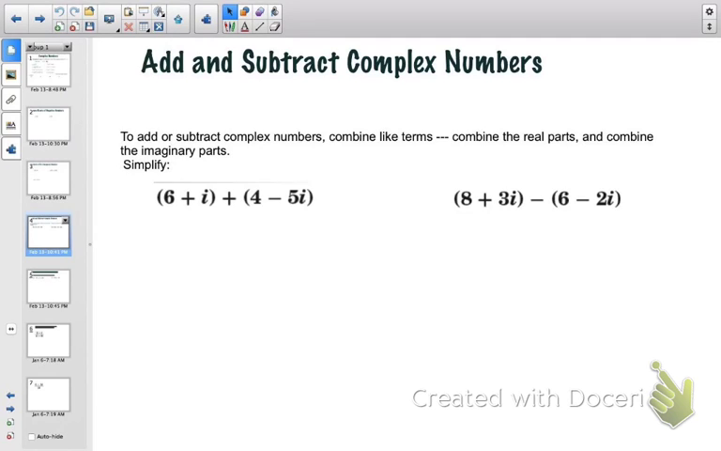Adding and subtracting complex numbers. This is just like adding and subtracting polynomials. You add and subtract the real parts, and then you add and subtract the imaginary parts. So only the coefficients are going to change. Let's look at that first one.